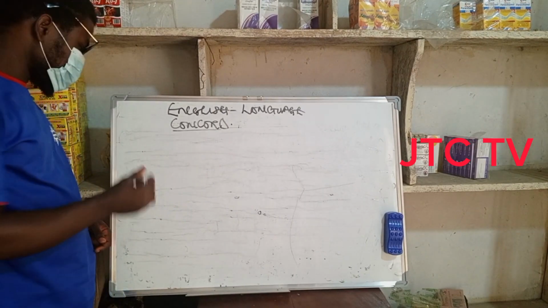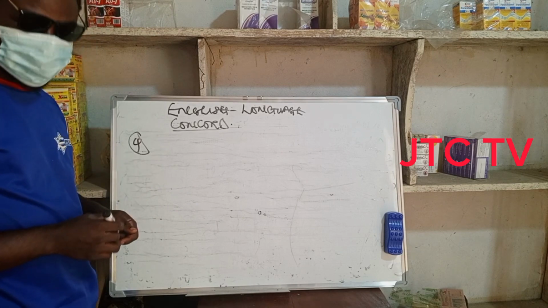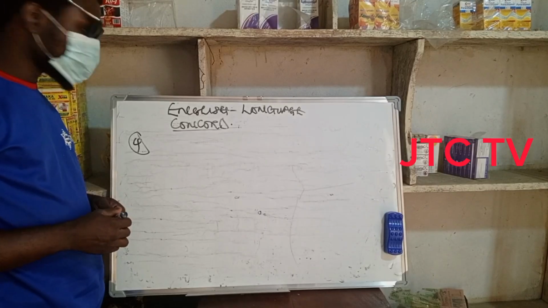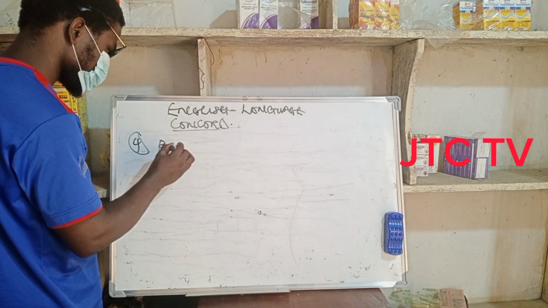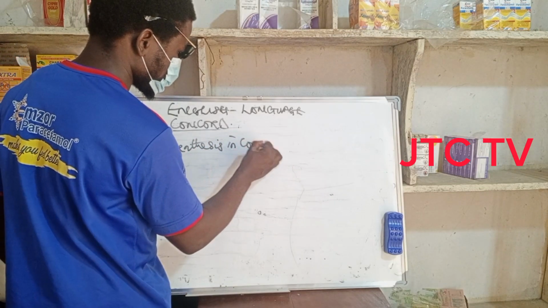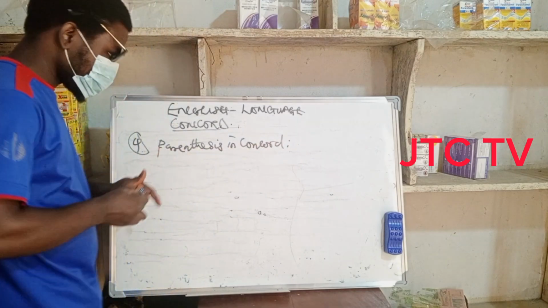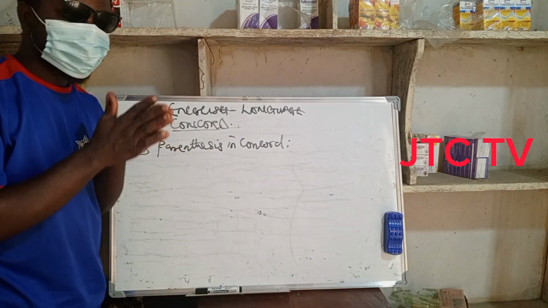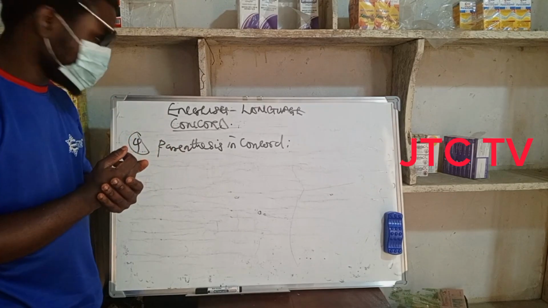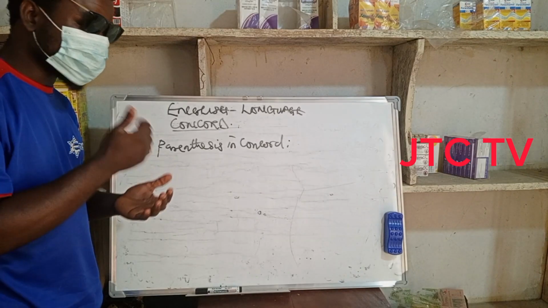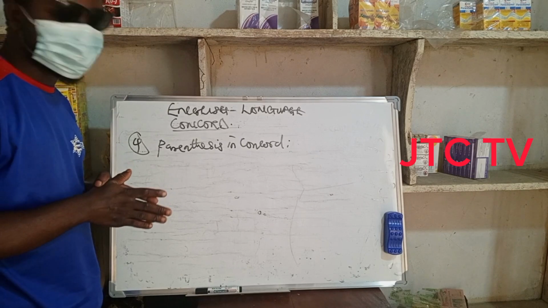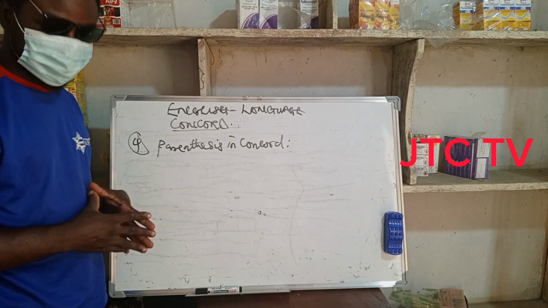In today's video we'll be learning the fourth type of Concord, which is parenthesis in Concord. So what does this imply? It simply means that whenever you are asked a question in Concord and an additional statement is being added, that additional statement does not determine the subject of the sentence.